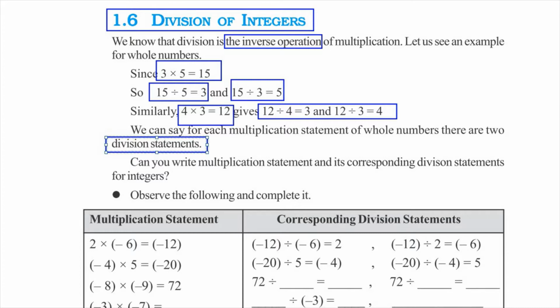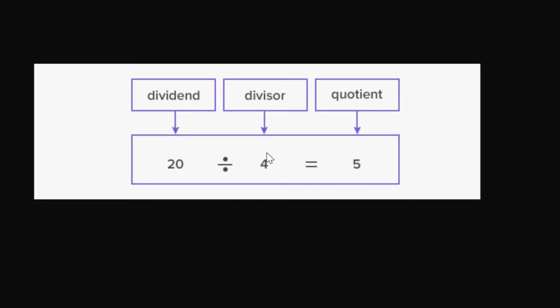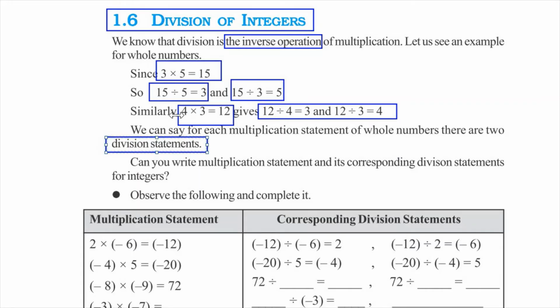Again, let's just recall what dividend, divisor and quotient are. Given a division operation, the number that you're dividing becomes the dividend and the factor by which you're dividing that number becomes the divisor. And the result is called the quotient. So given a product of 4 and 3, either 4 can become the divisor or 3 can become the divisor. In either case, the other one becomes the quotient. So for every multiplication statement, we have two division statements.